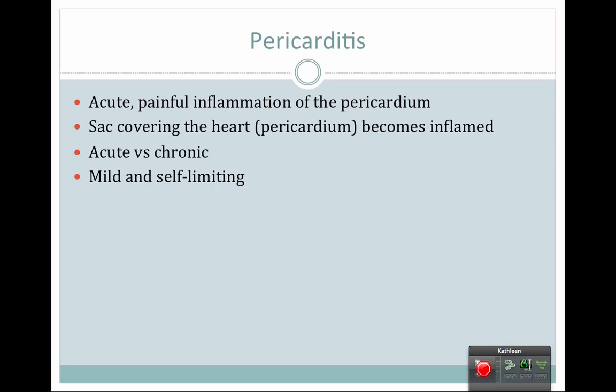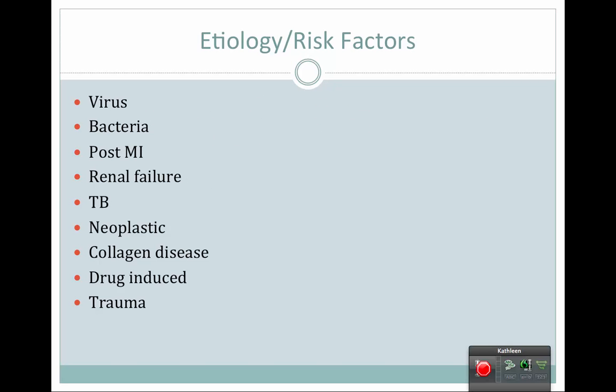Lastly, we're going to talk about pericarditis, which is acute painful inflammation of the pericardium, the sac covering the heart. The pericardium becomes inflamed. You have acute versus chronic versus mild or self-limiting. The etiology or risk factors: it can be a virus, bacteria, post-MI, renal failure, tuberculosis, neoplastic cancer. Those with collagen disease, it can be drug-induced. It can be caused by trauma. And collagen disease, an example of that would be scleroderma.